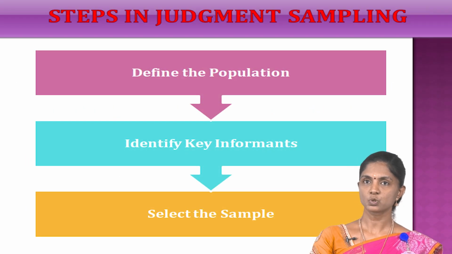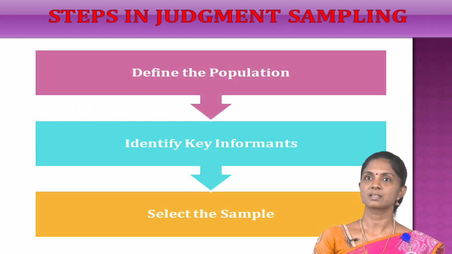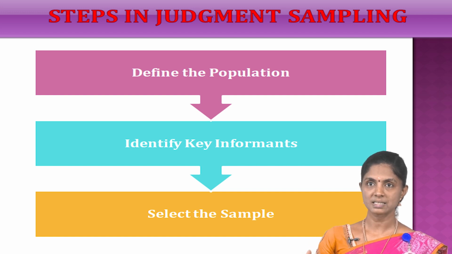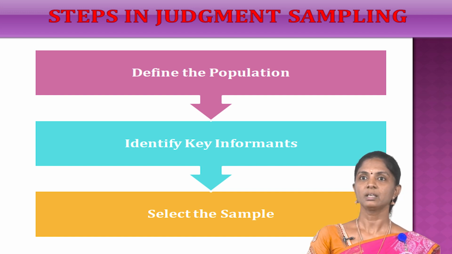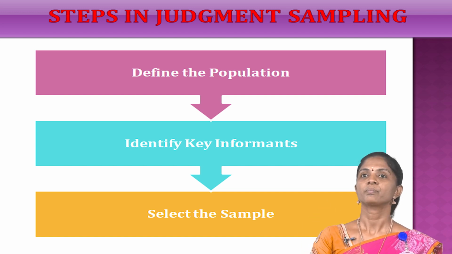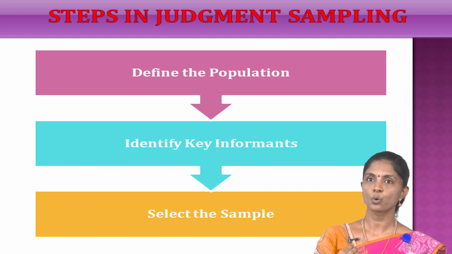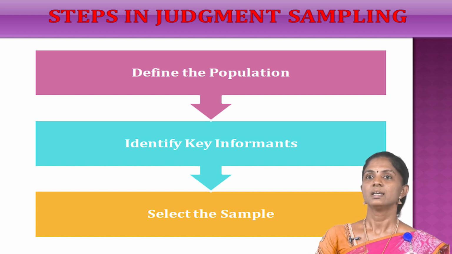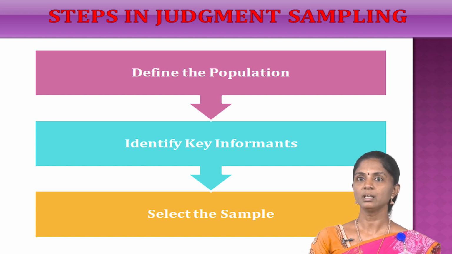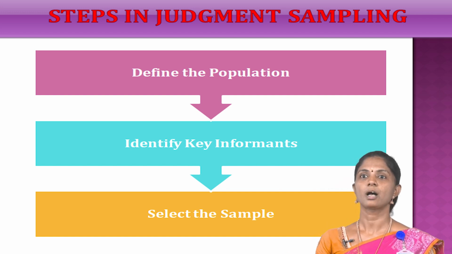So what are the steps to be followed in judgment sampling? Define the population. First clearly define the population. What is the criteria for selecting the sample? Identify key informants. Use expert knowledge to identify individuals or groups that are likely to provide valuable information. Select the sample: choose the sample based on the predefined criteria.